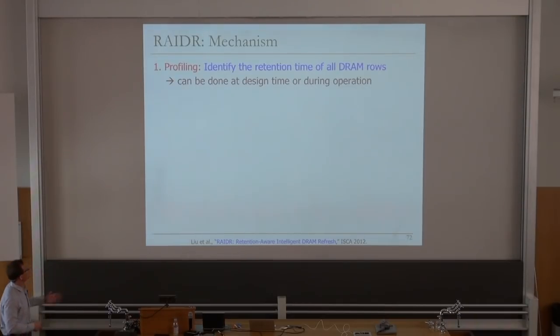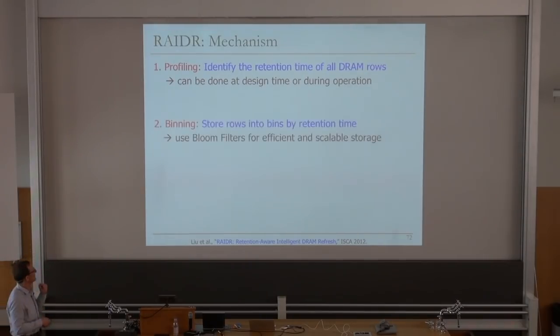So the mechanism relies on three things. First of all, you need to identify the retention time of all of the DRAM rows accurately. This can be done at design time or during operation. It turns out it's not easy to do at design time, because of the factors that we're going to discuss, so you need to do it during operation. Which clearly makes this problem even more interesting now, because the DRAM manufacturer cannot determine the retention times, and we'll discuss that in a little bit. Assume that you know this information.